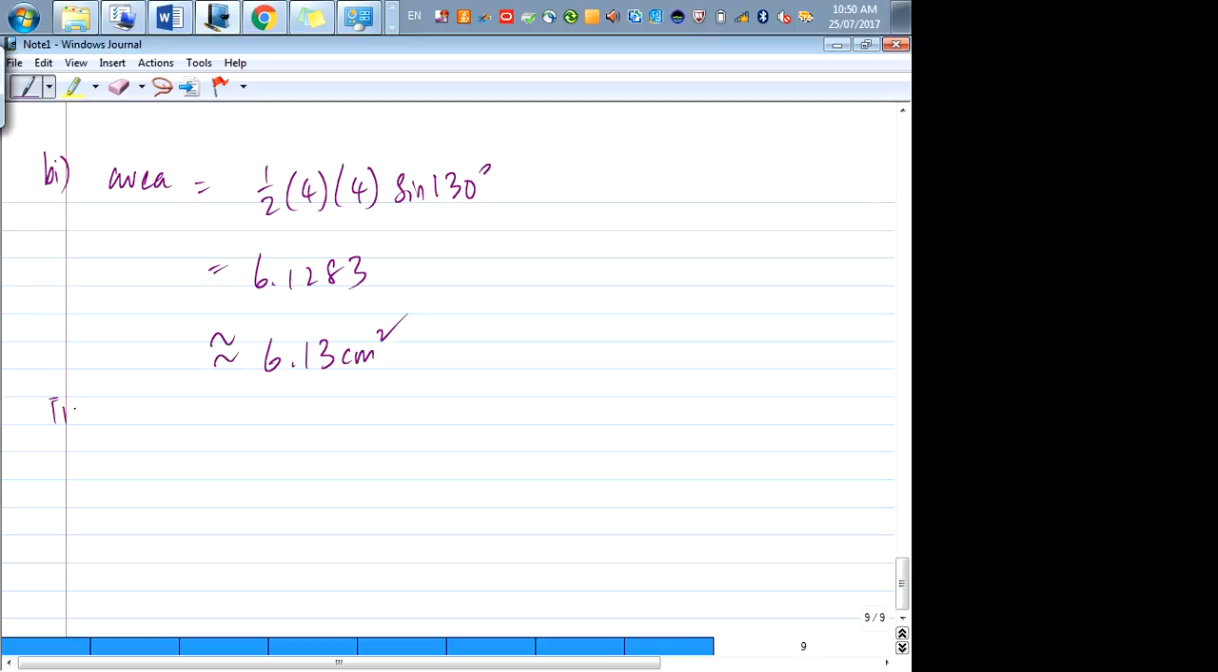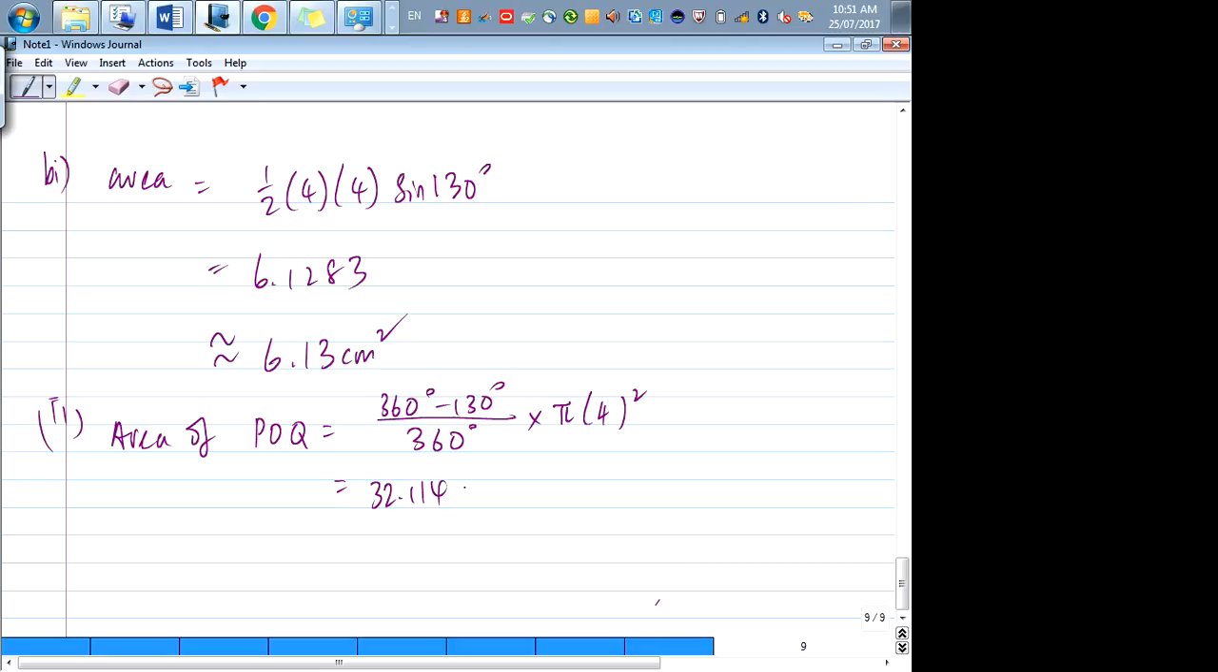Then part 2, calculate the area of the major segment, which is shown unshaded. So basically, I need to find the area of the whole segment POQ, then add the area that I got in part 1. So the area will be 360 degrees minus 130 degrees divided by 360 degrees. That is the proportion that is not shaded, times the area of the whole circle, pi times 4 squared. This gives me 32.114 square centimeters.